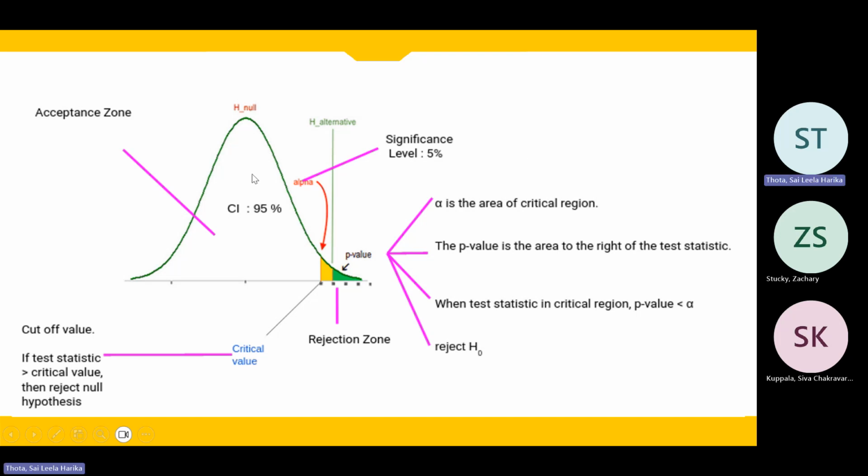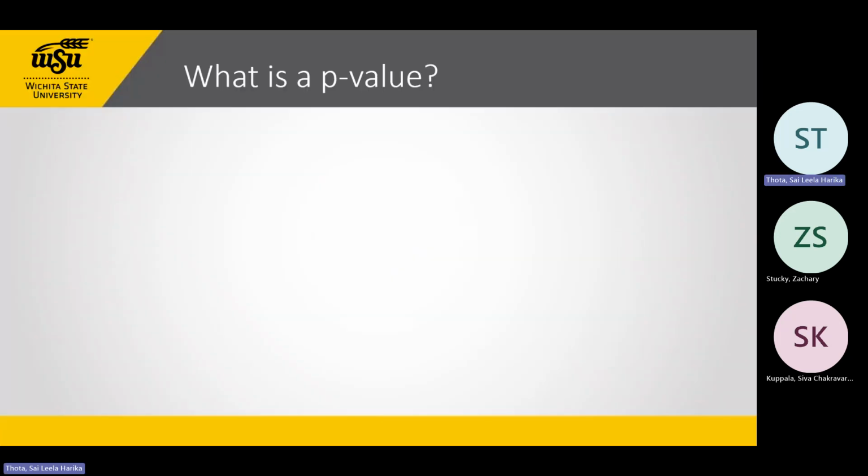This is just explaining this graph: alpha is the area of the critical region and the p-value is the area to the right of the test statistic. When the test statistic is in the critical region, the p-value is less than alpha, and we reject H naught. So this explains which region you need to accept and which region you need to reject based upon the p-values.